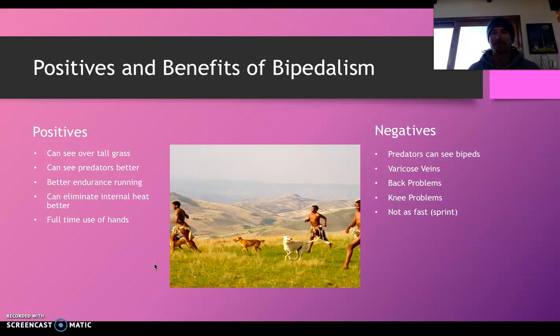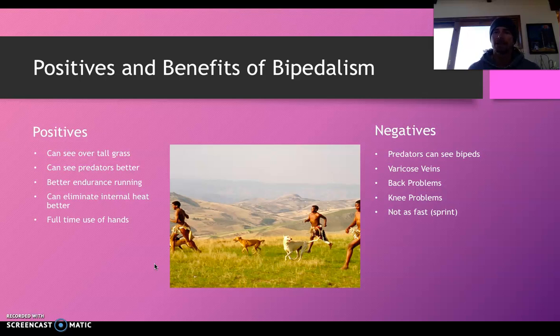So that ends up on the negative side for us as well. Yes, people can sprint, but it's not to the degree of a quadruped at all. But where we do excel is our endurance running and our ability to eliminate heat. Some of the other negatives that show up are varicose veins, and this is due to gravity and pressure of the body being put on all of your legs, and just two legs.